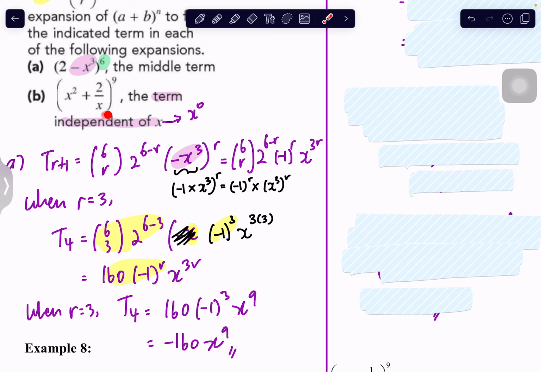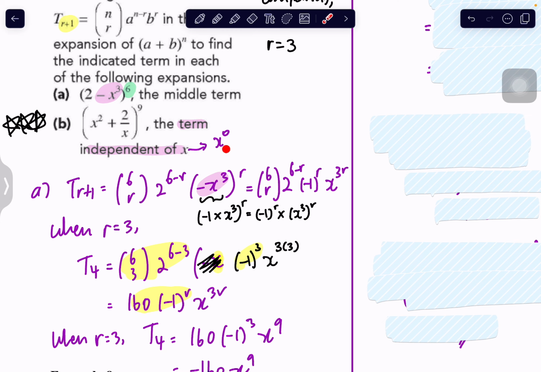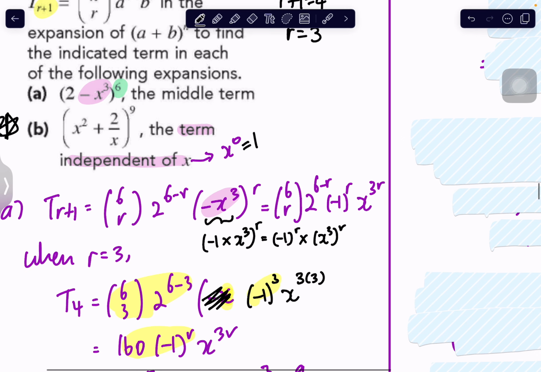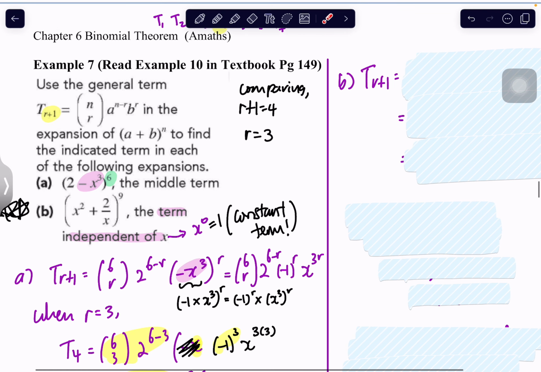Part B, term independent of x. So this is very important. Term independent of x basically means that you want a term with no x term. The only way you can have no x term is when the power of the x term is 0. Based on our law of indices, x power of 0 is 1. So the question is indirectly asking for the constant term. The term independent of x is none other than the constant term. So I have to apply the general term on this.